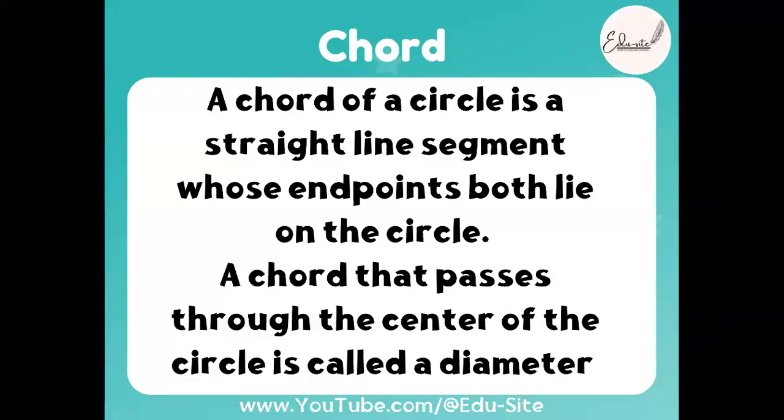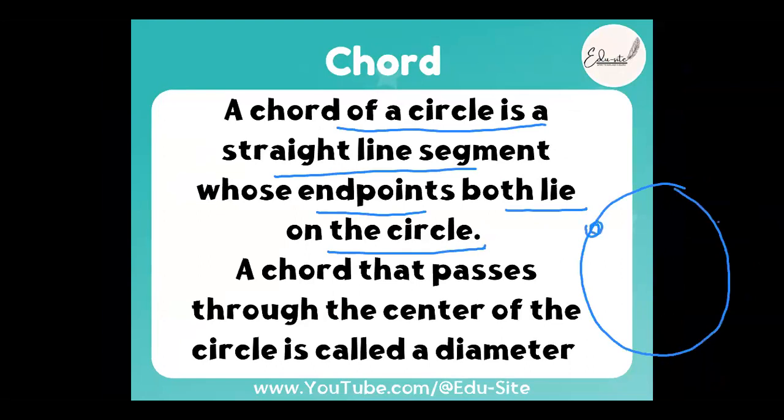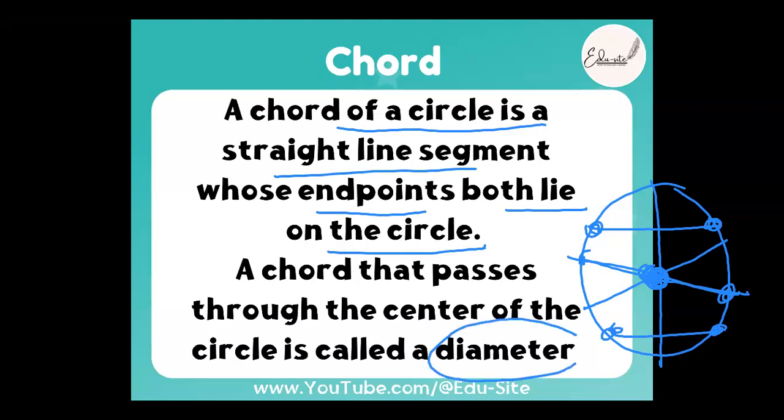So what is a chord? A chord of a circle is a straight line segment whose endpoints both lie on the circle. Both of the endpoints lie on the circle. So a chord that passes through the center of the circle, in this way or this way, is called a diameter. Which is the largest chord in a circle? I just told you. Diameter. Excellent. Because it passes through the center of the circle, it is the largest chord in a circle.